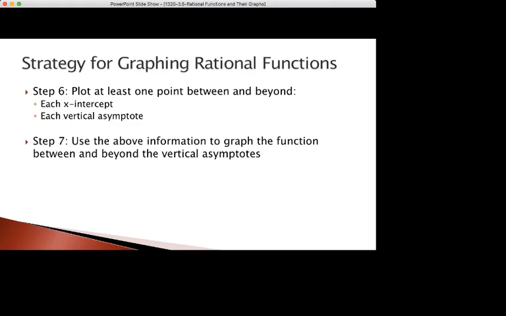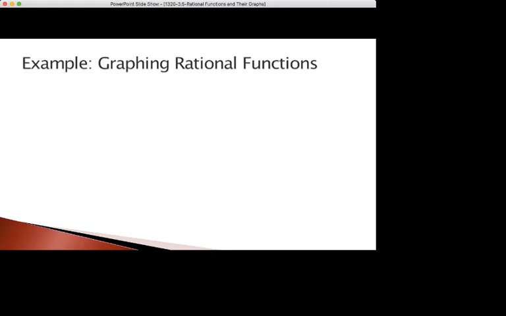Now, step 7 is the most obvious one. Use the above information to actually graph the thing. It would be kind of a shame if we went through all those steps and ended up not graphing it. So don't forget step 7. Actually graph it. Okay? So now that we've gone over the strategy, it makes sense to use it to graph an actual example.